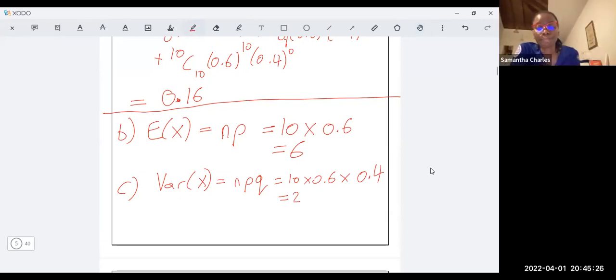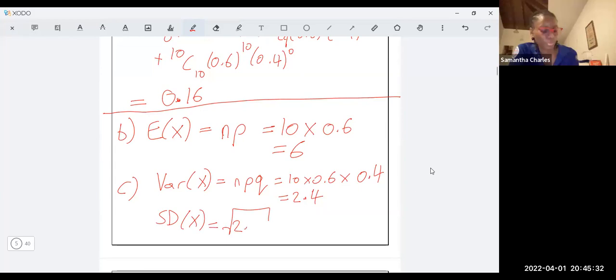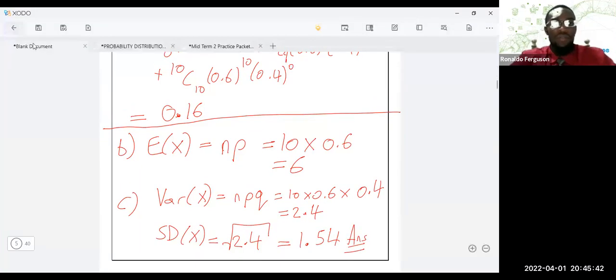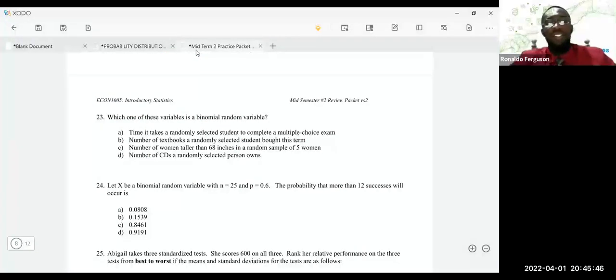So the standard deviation of X is going to be the square root of 2.4, which is 1.54. That's it. Cool? All right, so now let's look at the packets using some of these, because as I said, that's literally all they'll be asking, literally all.